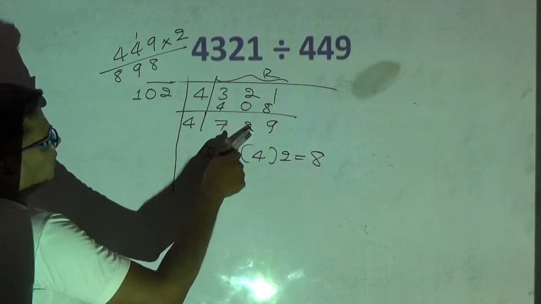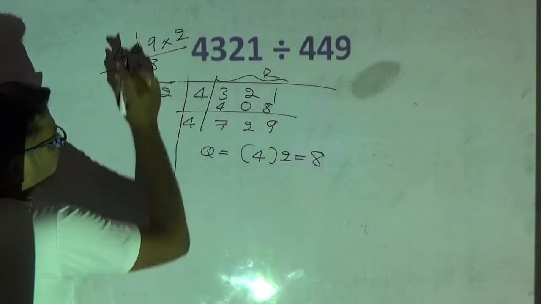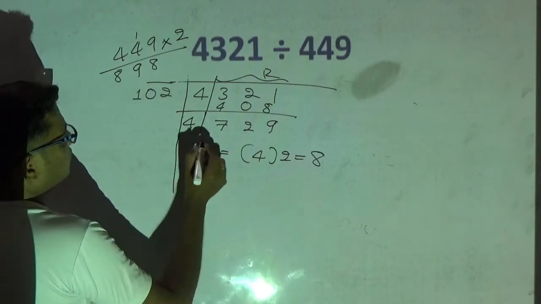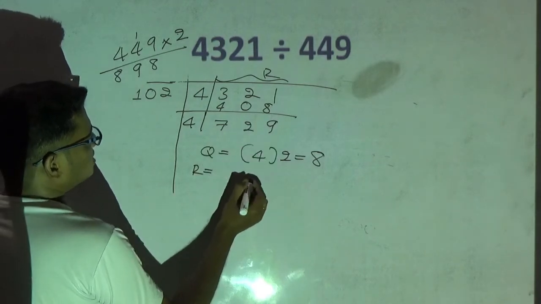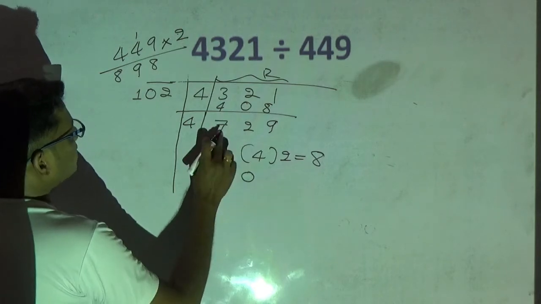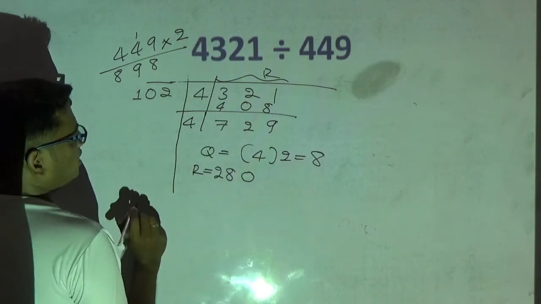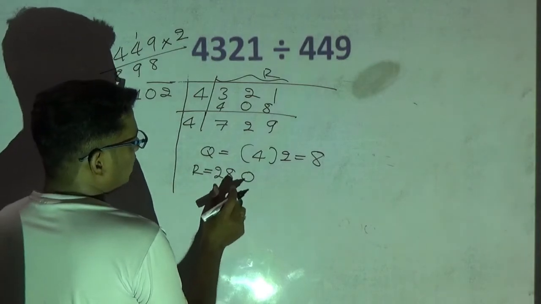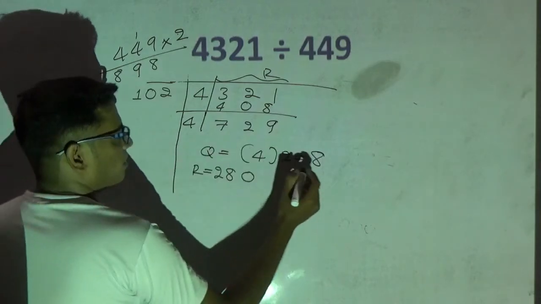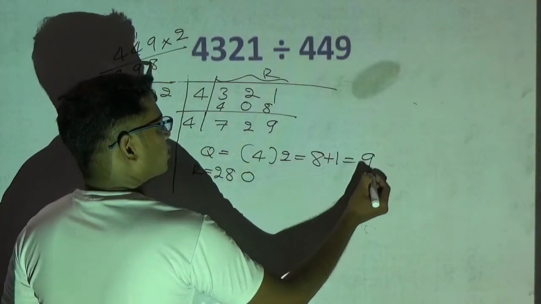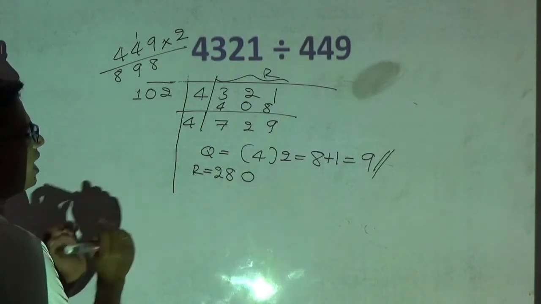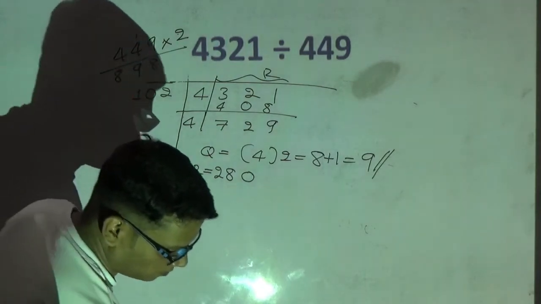Now you check. 729 is the remainder. But I can divide by 449, correct? How many times will it go? 1 time. If you subtract 449 from this, 9 minus 9 is 0. Now, 12 minus 4 is 8. Here 6. 6 minus 4 is 2. Got it? What is the remainder? 280. How many times did you divide 729 by 449? 1 time. Therefore, plus 1 for this. Therefore, the quotient for this example is 9. Remainder is 280. Quotient is 9. Hope you have understood the problem.